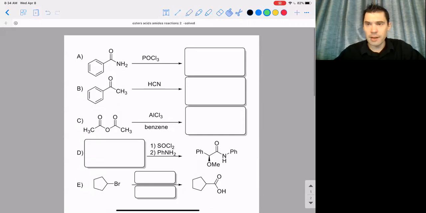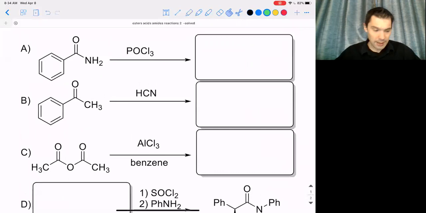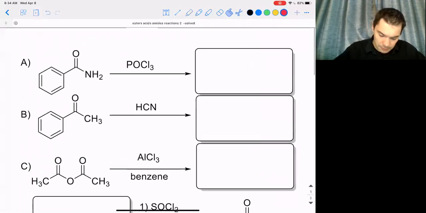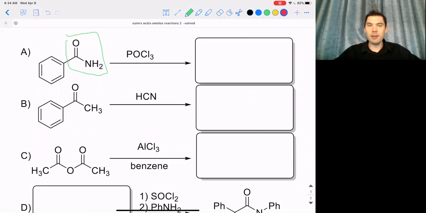All right, so let's dive into the questions here. The first one is an amide containing starting material. Let's just circle that amide functional group right there. The amide is a great functional group, of course, that's common to amino acids and peptides and proteins, so it's one that we encounter quite a bit.